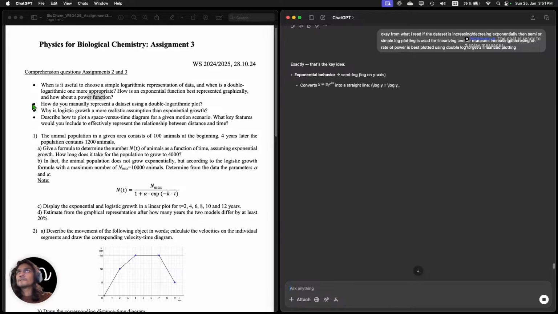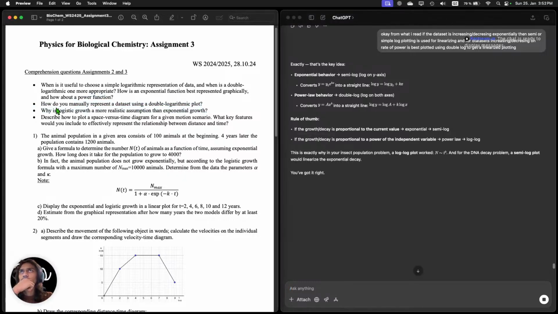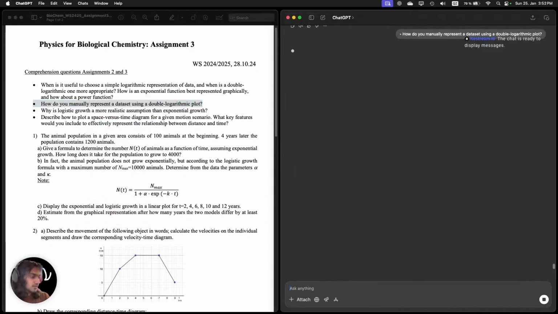Exactly, okay. How do you manually represent a data set using double logarithmic plot? What do you mean, bro? How do you do that? Just a minute, people.